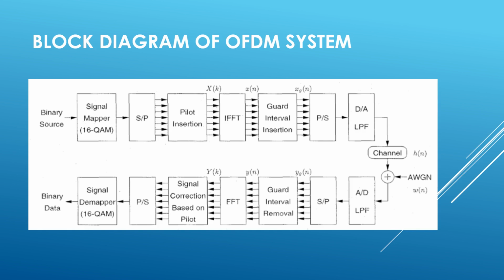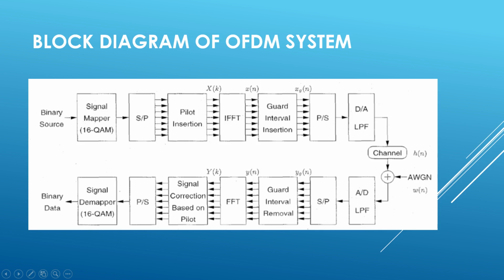This is a block diagram of OFDM system. So this explains the flow of data from the transmitter to the receiver over the channel in an OFDM system. So we basically have a binary data source code that is received by a signal mapper and sent into a serial to parallel converter. So this portion of the block diagram is called the OFDM modulator.